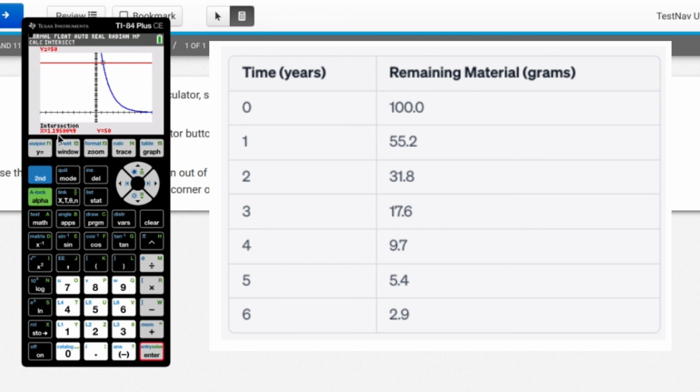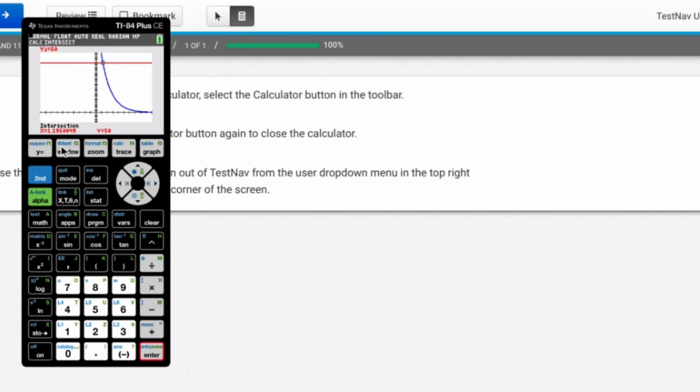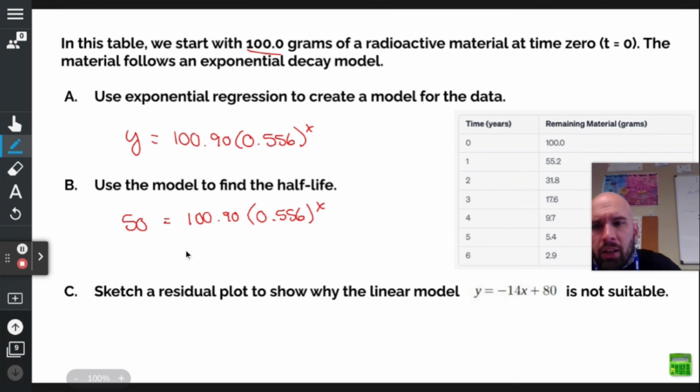And you get 1.195, which means 1.195 years. Now, that makes sense because after 1 year, we're at 55.2, so it shouldn't take much longer to go from 55.2 to 50. But that's our guy, 1.195. And it didn't take long at all, 1.195 years.